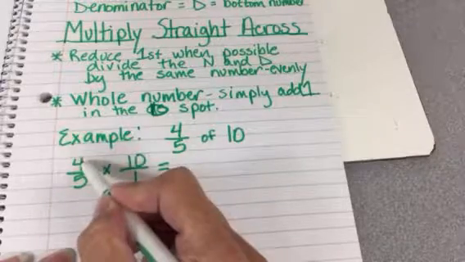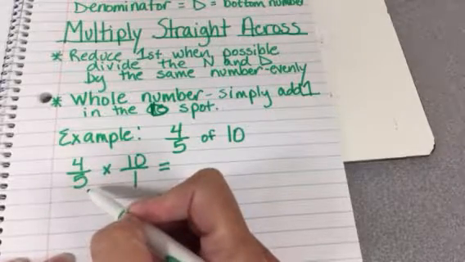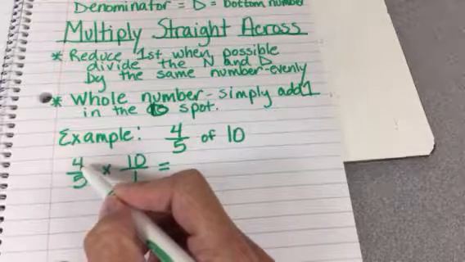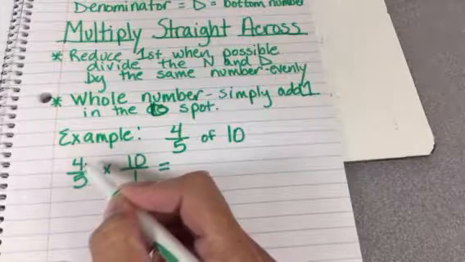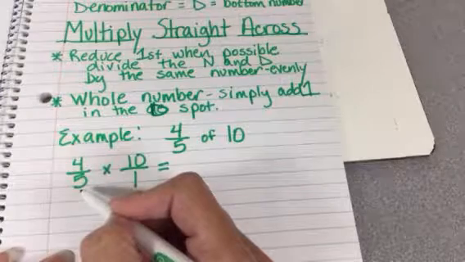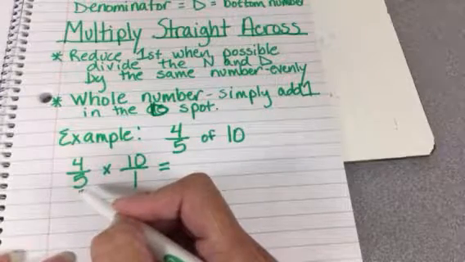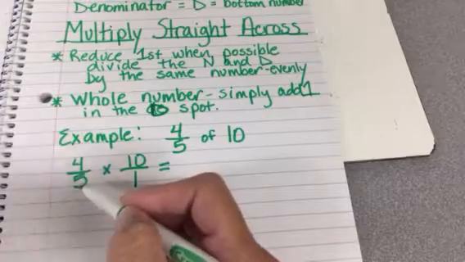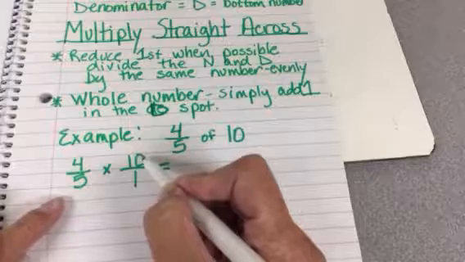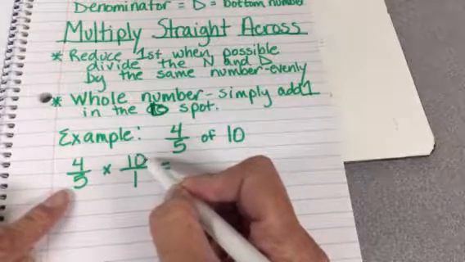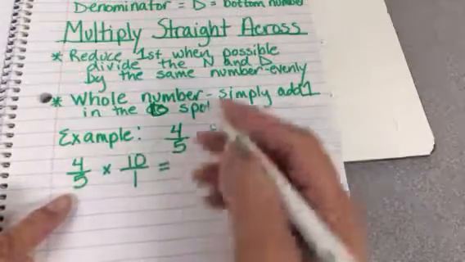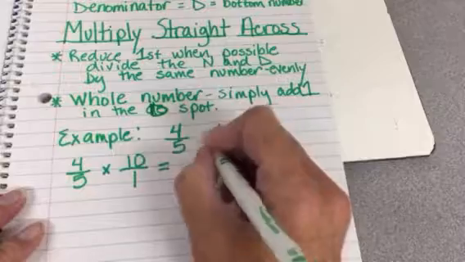So I look and I say, can 4 and 5 both be divided by the same number evenly? Well, the only thing that 4 can be divided by is 1, 2, and 4 evenly. And the only things that 5 can be divided by is 1 and 5 evenly. So dividing it by 1 isn't going to change our answer, so that won't help us at all. It has to be a number greater than 1. But when I look at the 10 and I look at the 5, I can divide 10 by 5 and I can divide 5 by 5. So I'm going to do that now.